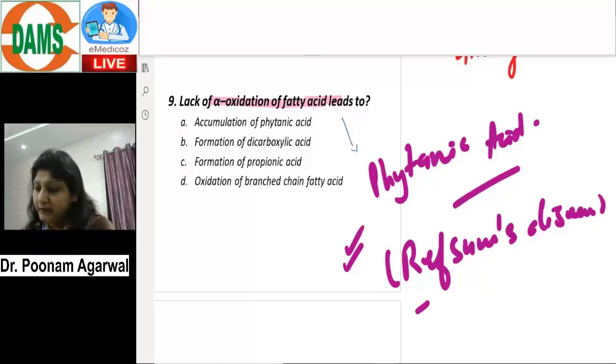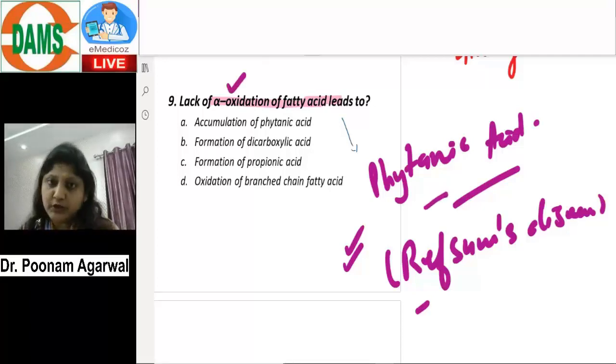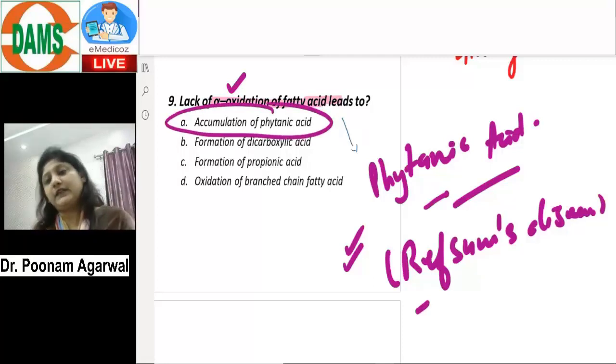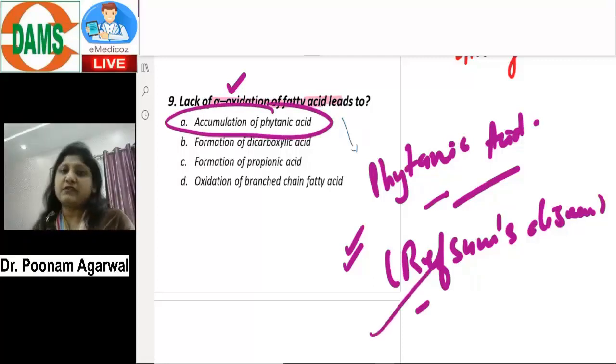Then there will be dryness on the lower limb. Extra phalanges have also been described in Refsum's disease. So Refsum's disease is a neurometabolic disorder due to a defect in alpha oxidation, which is very, very important for oxidation of a branched-chain fatty acid, which is phytanic acid. So if we have a defect in alpha oxidation, we have accumulation of phytanic acid, which will result in Refsum's disease.